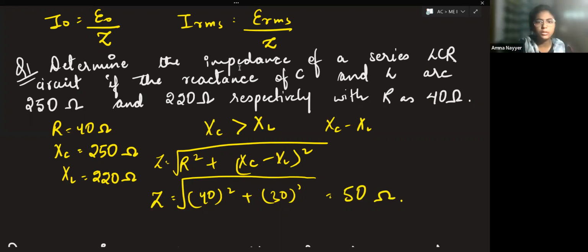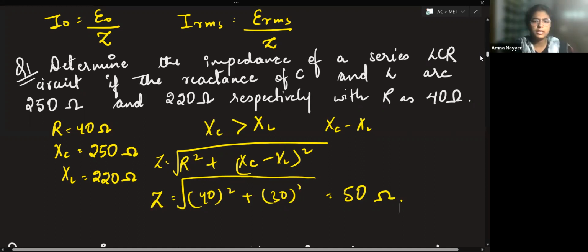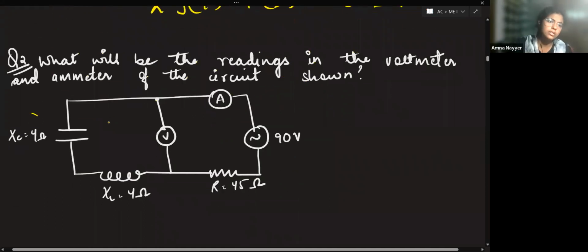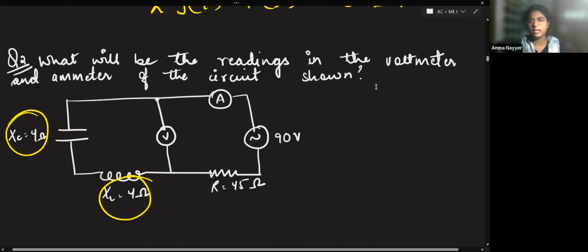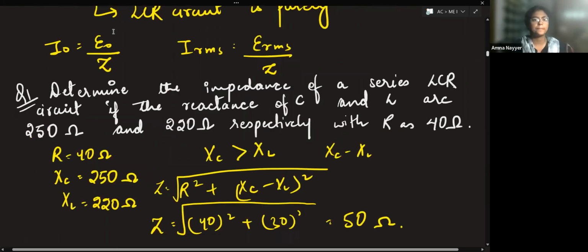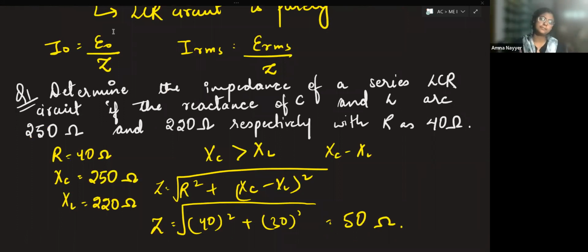One last numerical we do on this. Now just note this down. This we'll leave. This question is based on resonance that we'll do in the next class. Note down this first. And text me done in the chat column once you have completed this.